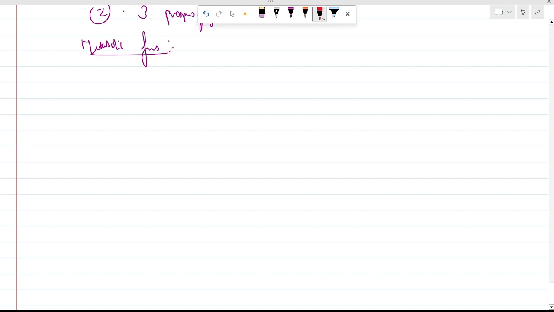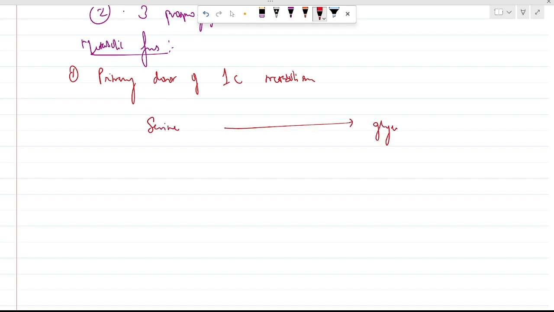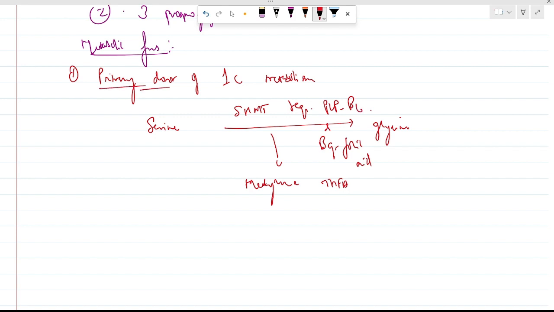Now the metabolic functions. First, we've seen that it is the primary donor of one carbon metabolism. Serine hydroxymethyltransferase, we have seen before, forms methylene THFA and requires PLP, B6, and B9, folic acid. We have seen this before. So it's a primary donor of one-carbon metabolism. Serine is involved.